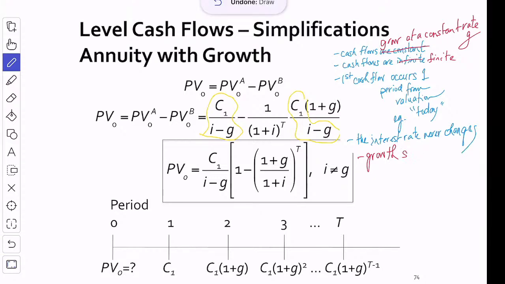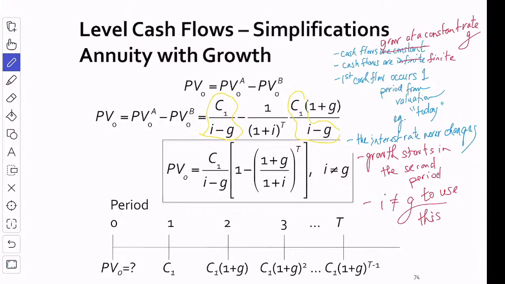Our growth starts in the second period. And the last thing to say, you could only use this formula if I is not equal to G. If I equals G, you have to use another technique and you have to have another formula. So let me just add I not equal to G to use this formula.